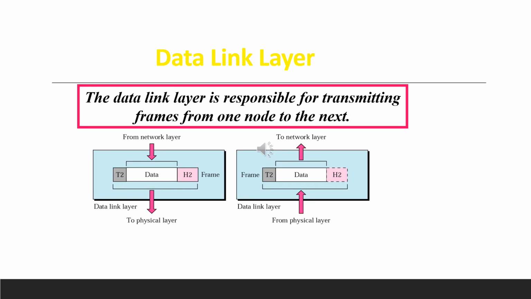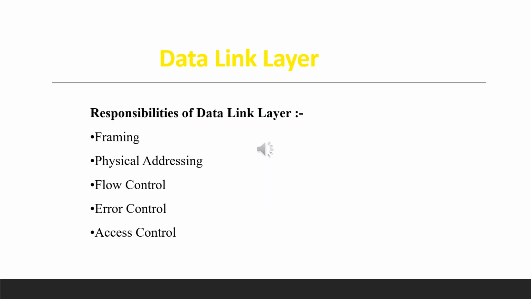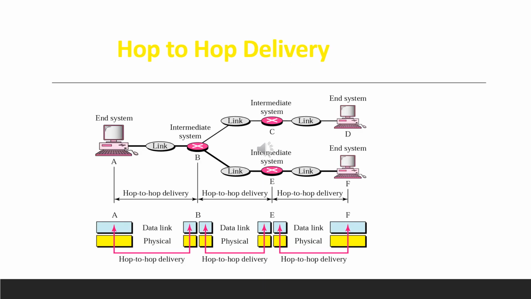The data link layer is responsible for transmitting frames from one node to the next. Major responsibilities of the data link layer: framing, physical addressing, flow control, error control, and access control. At the data link layer, the communication is hop to hop delivery. The data that has to be communicated should be between two local computers, meaning they should both be on the same local area network.